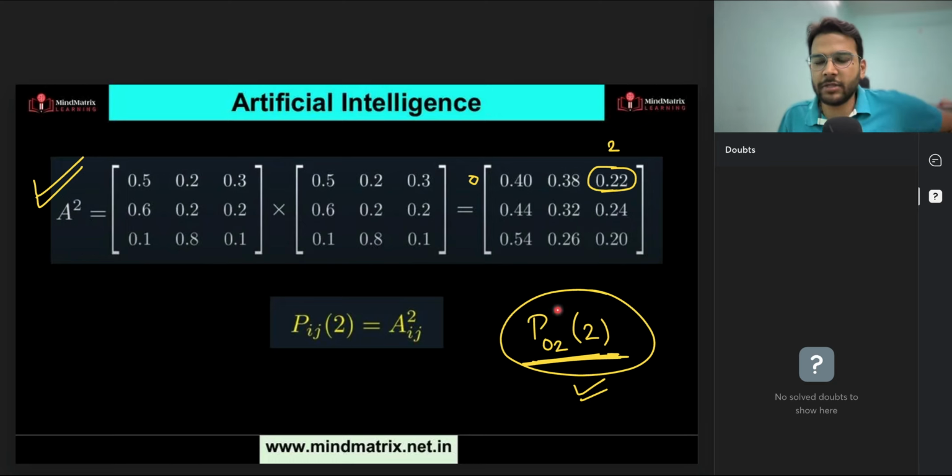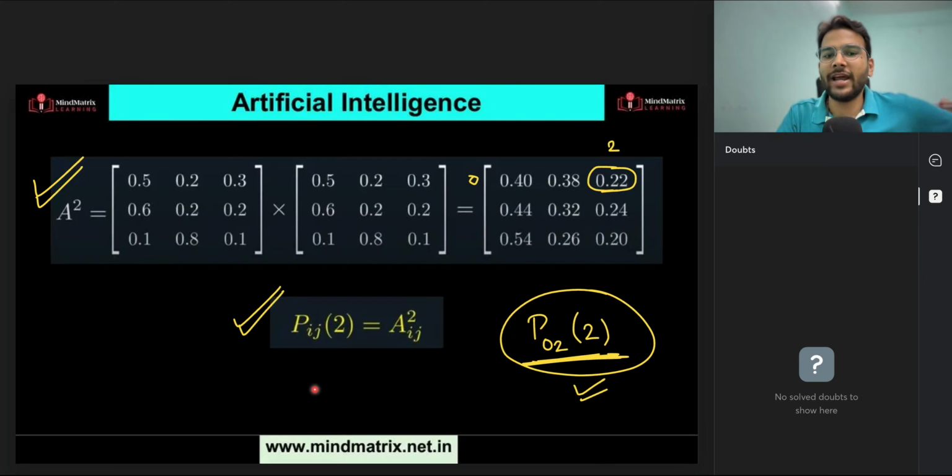Yes or no? That means from state 0 to state 2, the probability I will reach after exactly 2 steps is 0.22. So can I say that this is what we can observe here? The probability of going from i to j in exactly 2 steps is nothing but A square ij. Yes or no? Is this clear so far? Any doubt?